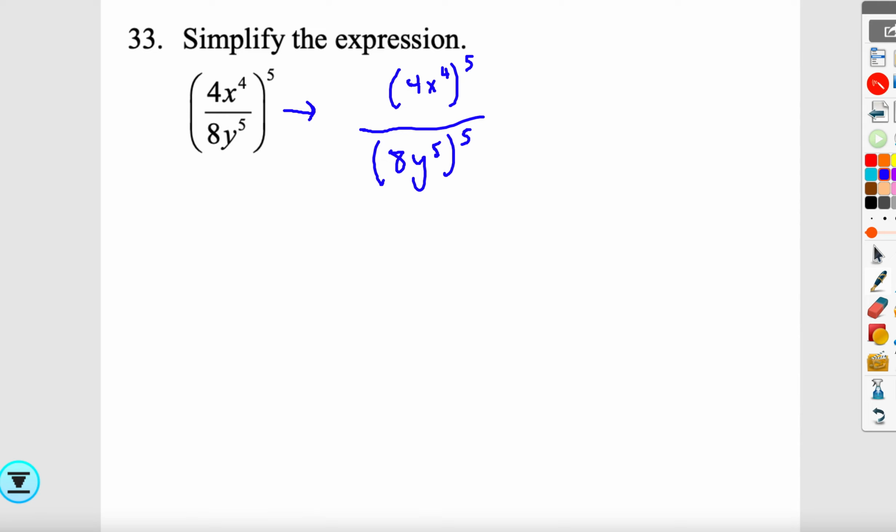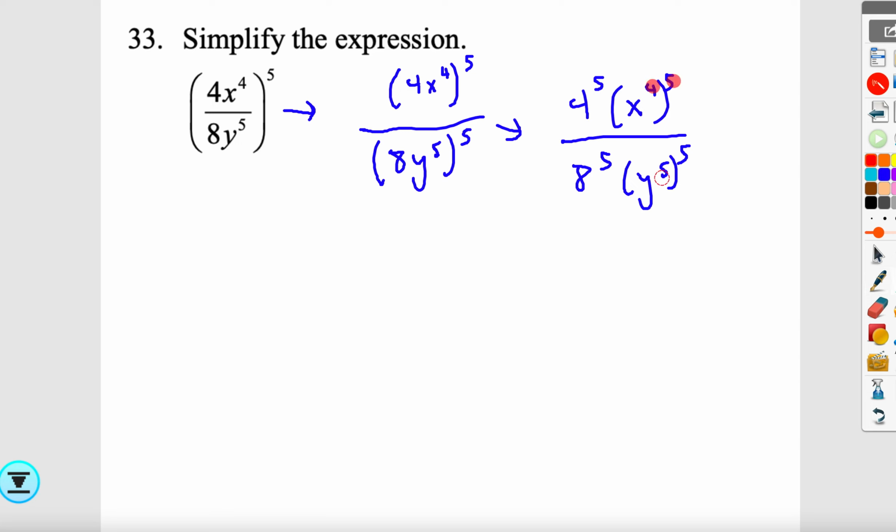Now we have a parentheses with an exponent. So what does that exponent do? It goes to every different thing inside the parentheses, like x and then 4, 8 and then y. So then we get 4 to the 5th power, and then we get x to the 4th to the 5th power. And the same thing here, we get 8 to the 5th power, and then we get y to the 5th to the 5th power. This is a power to a power, so we're going to multiply these exponents. That's a power rule right there.